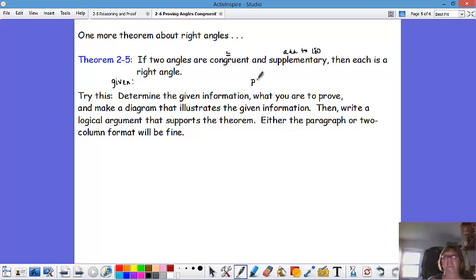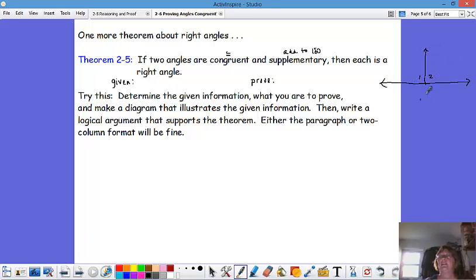What is it that we have to prove? And it might be helpful to make that diagram first. Now I'm going to draw a special case of this, but it will be a good case. I know that a straight line has 180 degrees. So I'm going to show a straight line right here.